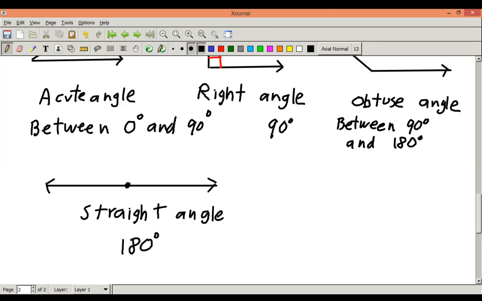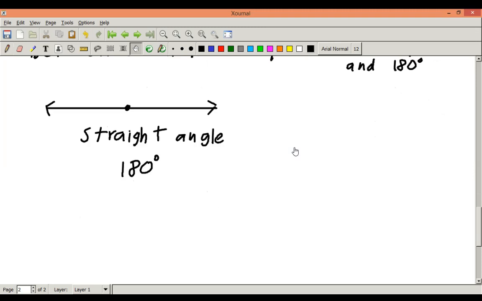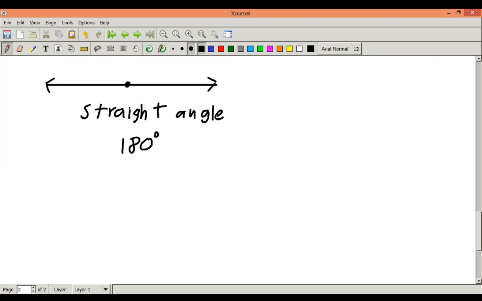Okay, so that's what an angle is. That's how you name it. That's the types of angles that we have. And now let's talk about congruent angles. We had already had congruent segments. Now we're going to talk about congruent angles. So congruent angles are simply angles which have the same measure.